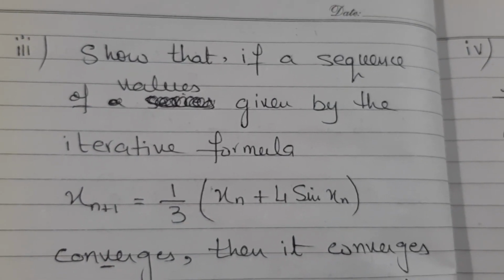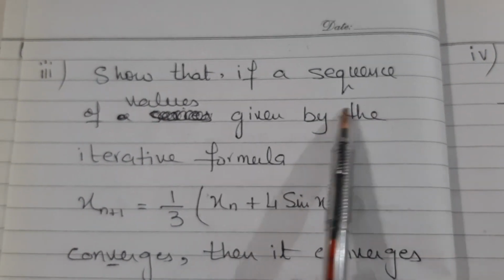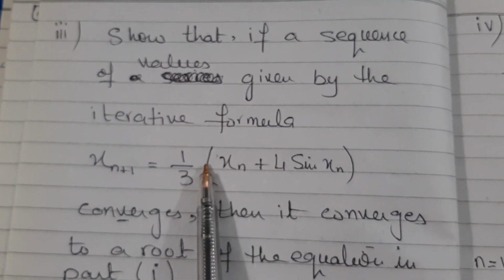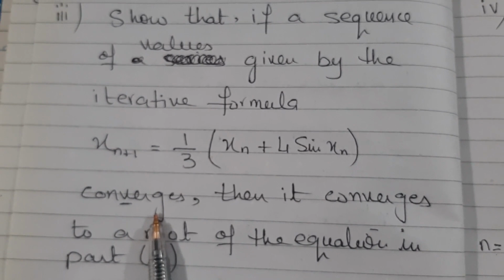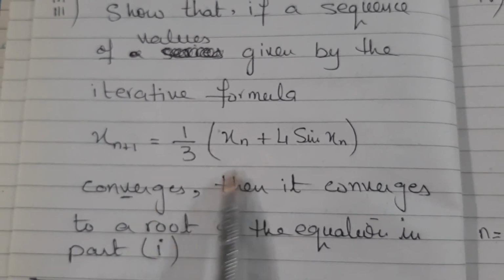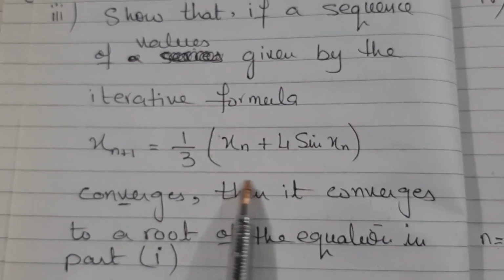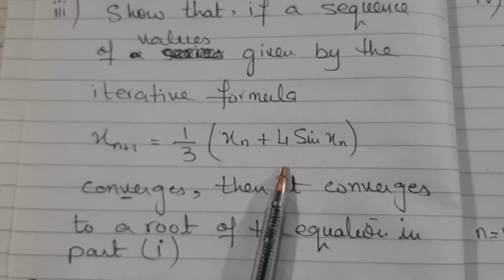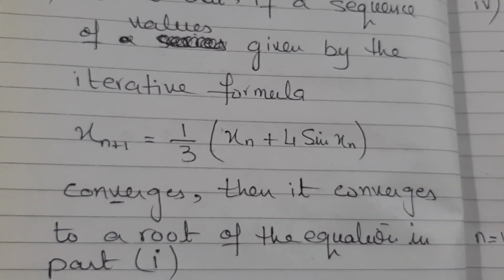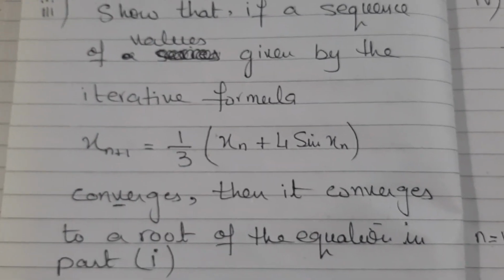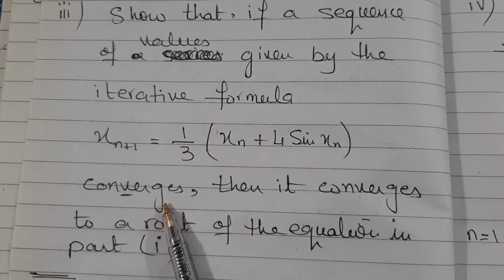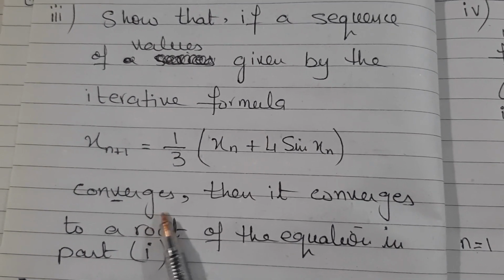Now the third part of the question is saying, show that a sequence of values given by the iterative formula converges. Now why does the word converges come? On this part of the curve, when you substitute the value of x, sometimes it goes bigger and bigger. It doesn't reduce to one value. So that's why it is said it converges. In the next video, when I explain the reason, you will understand why.